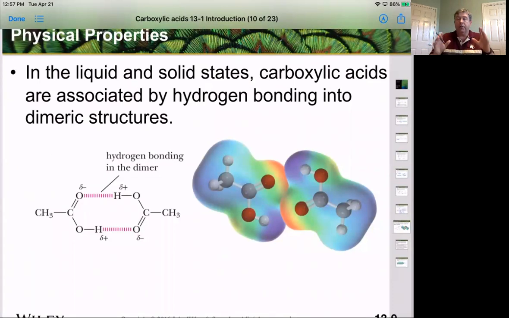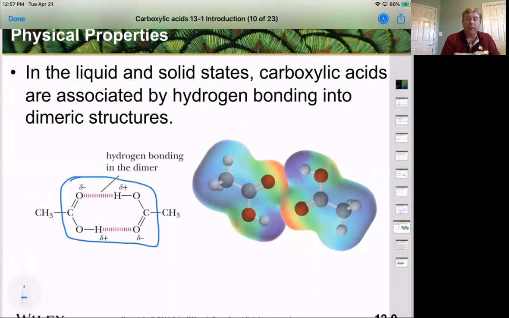The driving force for the physical properties of all carboxylic acids is the fact that they hydrogen bond, okay? It helps with their boiling point, it helps with their solubility, and it helps with how they react. So in both liquids and solids, they form a dimer, where one carboxylic acid is hydrogen bonding to the other carboxylic acid in a head-to-tail fashion. The acid of this side is bonding to the carbonyl of that side, and the acid of that side is bonding to the carbonyl of this side. And so this driving force is what makes them have high boiling points, etc.